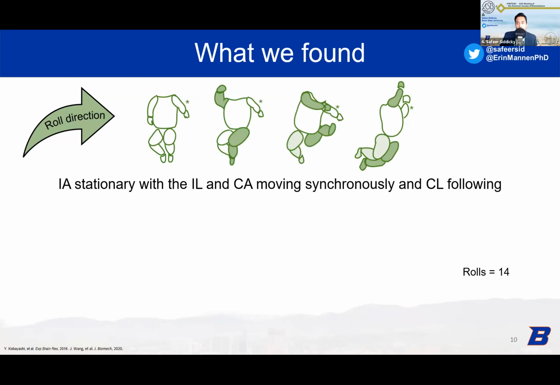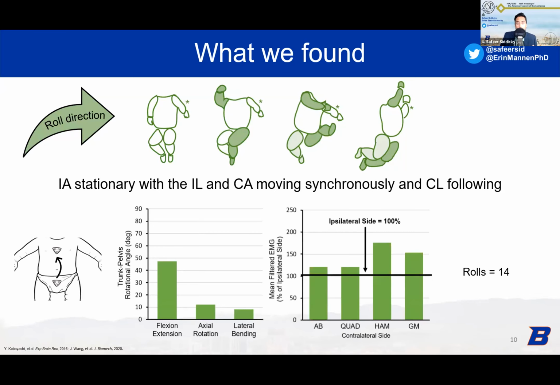Now for the third and final roll category, it involves the ipsilateral arm stationary with the ipsilateral leg and contralateral arm moving synchronously and the contralateral leg then following. The trunk pelvis range of motion is similar to the last roll, with the most range of motion in trunk pelvis flexion extension. However, all contralateral EMG activity was found to be higher, and that doesn't necessarily make sense yet.